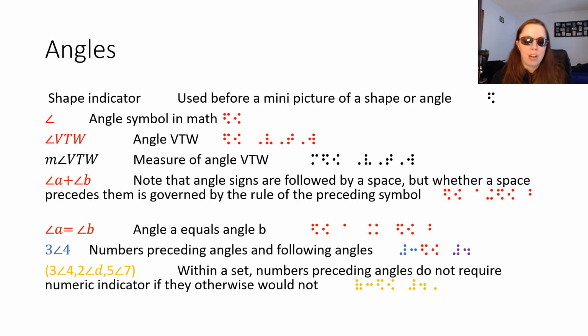The measure of angle VTW, where the M goes right in front of the angle to say that it's the measure of the angle. Note that in the Braille that also the M goes right in front of the angle symbol.